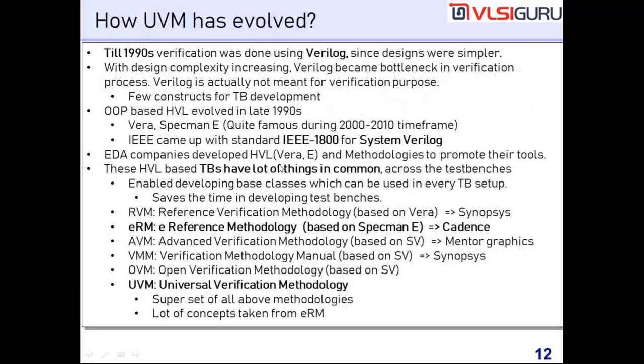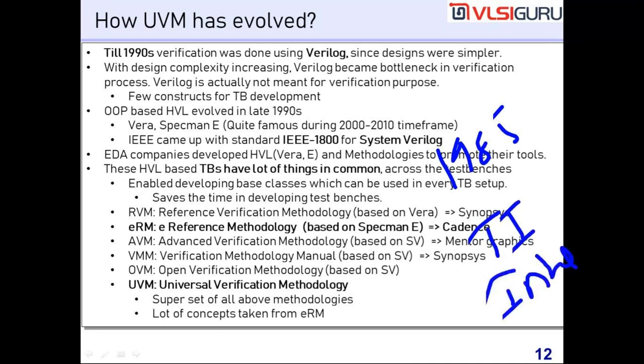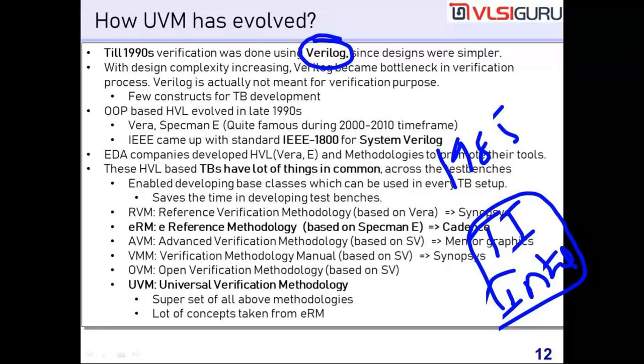Next, how UVM evolved. Is UVM the first methodology in the world? No. Let's go back to the background. Till the 1990s, verification was done using Verilog. If you go to, let's say, around 1985, and ask someone working at TI or Intel which language they used for verification, they mostly used Verilog. Because back in the 1980s, designs were simpler, so you could manage the verification with Verilog.